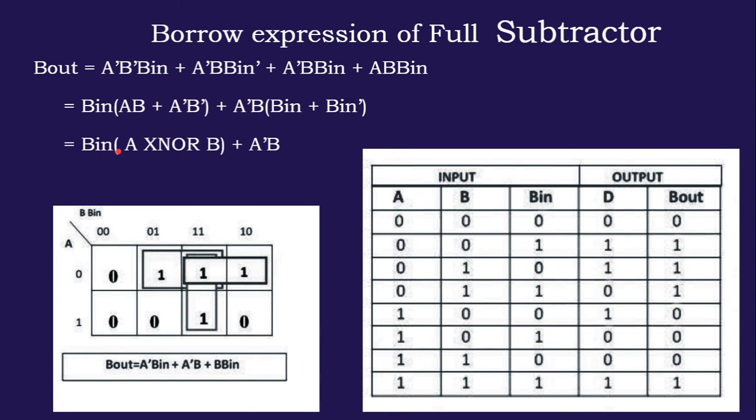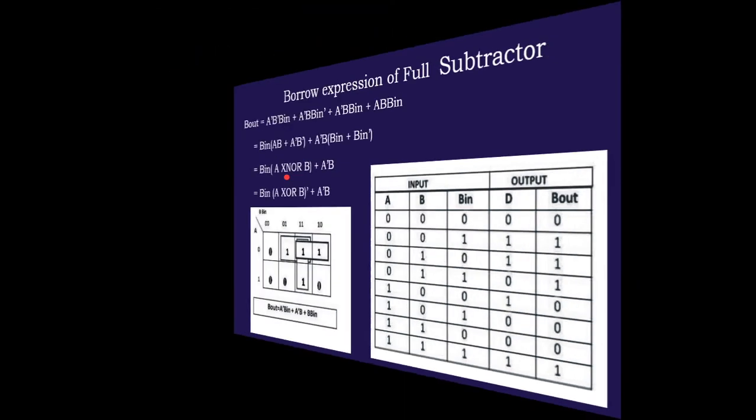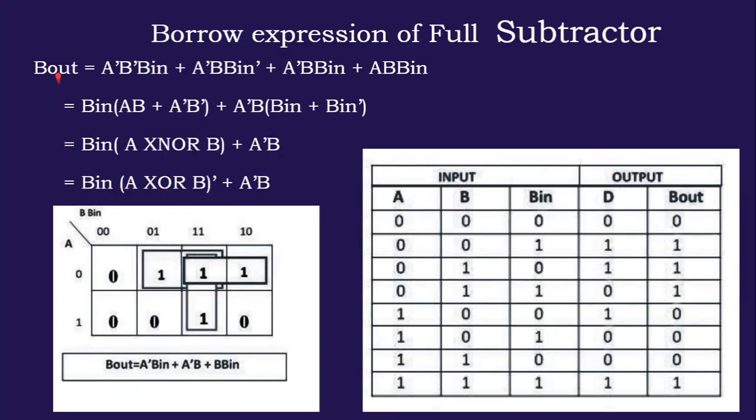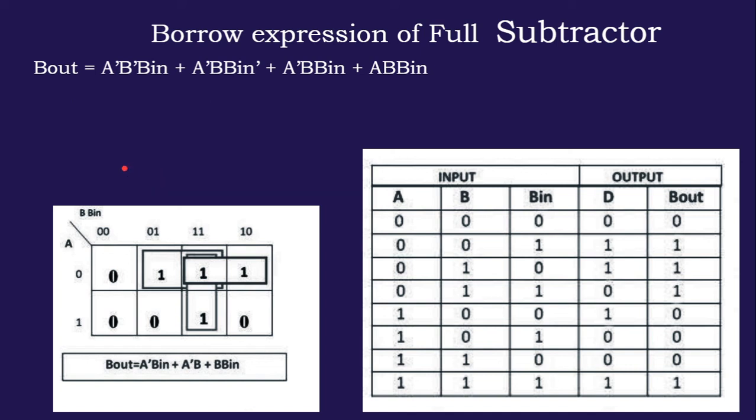So this is actually a XNOR b. And now here b in and b in bar get cancelled, so only a bar b is remaining. This is also equivalent to b in into (a XOR b) whole bar, instead of XNOR, plus a bar b. So this is equivalent to the output expression for borrow, which is b in and then (a XOR b) whole bar plus a bar b. That means this is the output from the two successive gates.